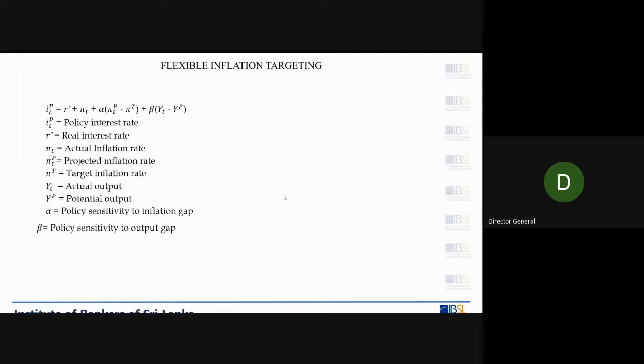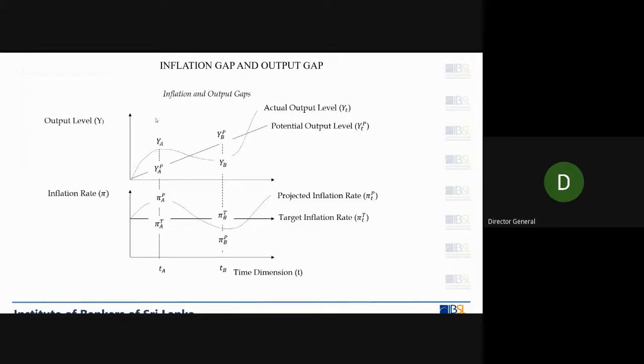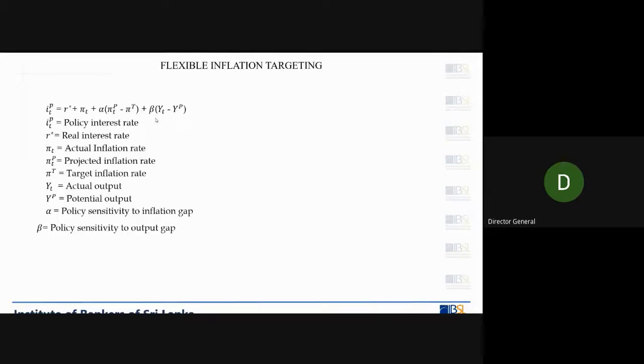Inflation targeting, we discussed, is associated with two different gaps, the inflation gap and the output gap. The important thing was that there was a target inflation rate for the central bank and a projected inflation rate, and a potential output level and the actual output level. And we also said sometimes the central bank can look not at the current output level but at the future. Here we just change that by putting not t but t plus 1. Those things we discussed.